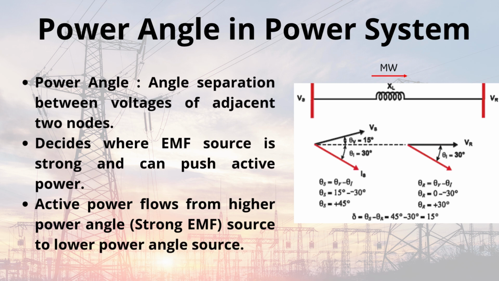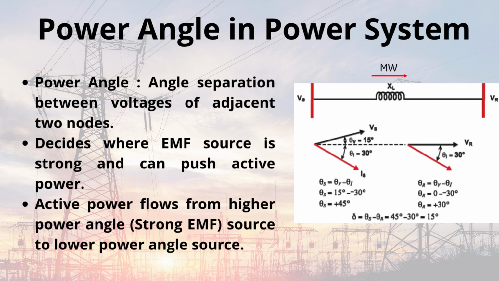And why is that one so important? Well, arguably, it's the most fundamental for understanding how power moves around the whole system. Because this angle dictates the direction of active power flow. Active power, MW, naturally wants to flow from the node with the higher power angle to the node with the lower power angle. Right, like water flowing downhill. Exactly. It's the electrical potential gradient, so to speak, for active power. It tells the MW where to go.